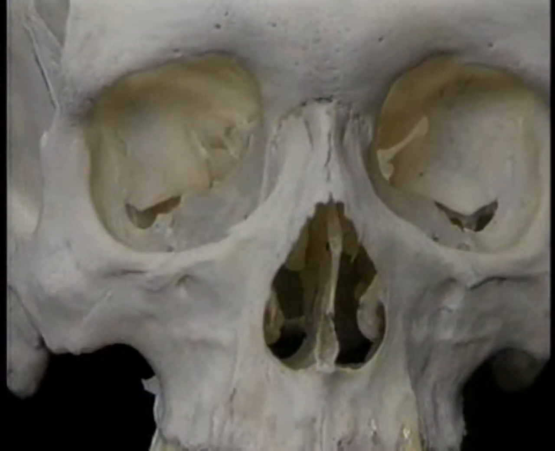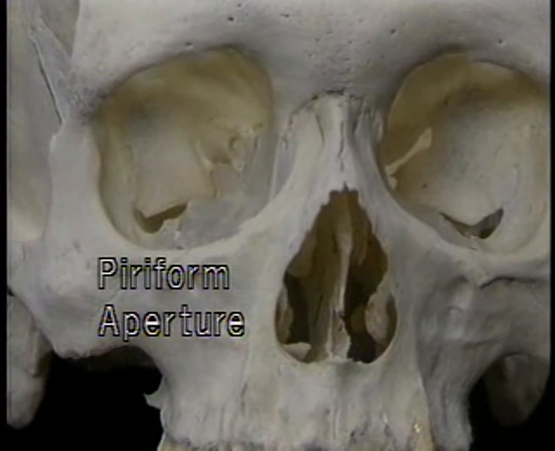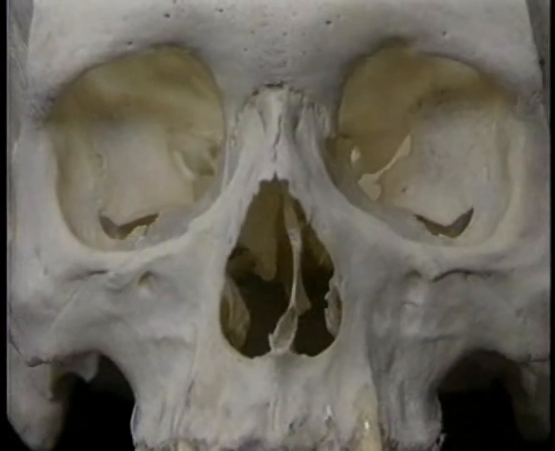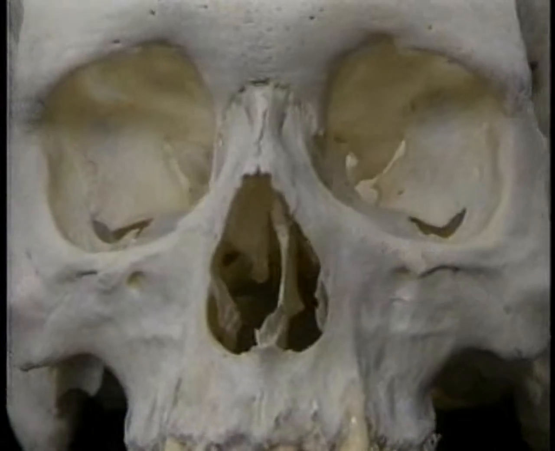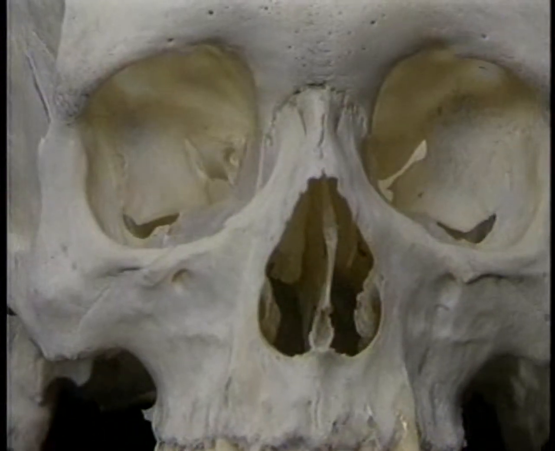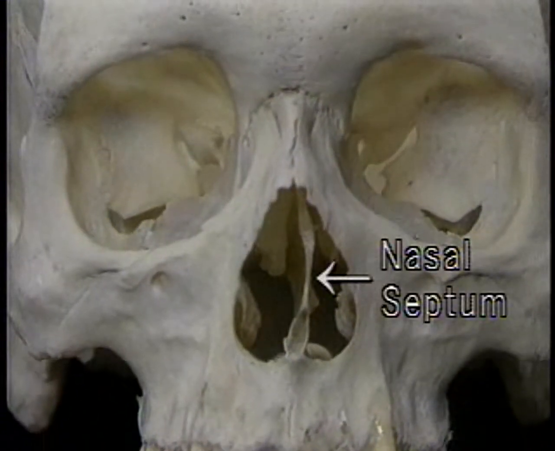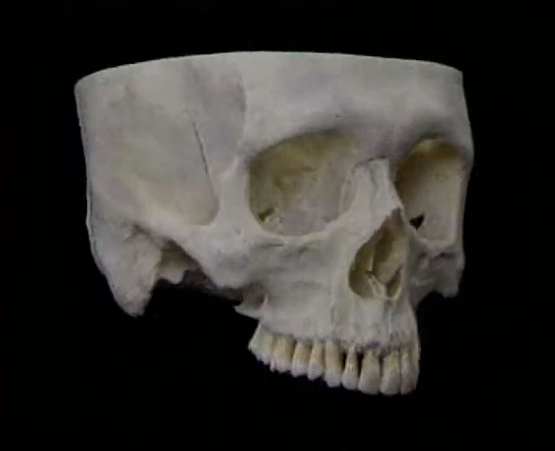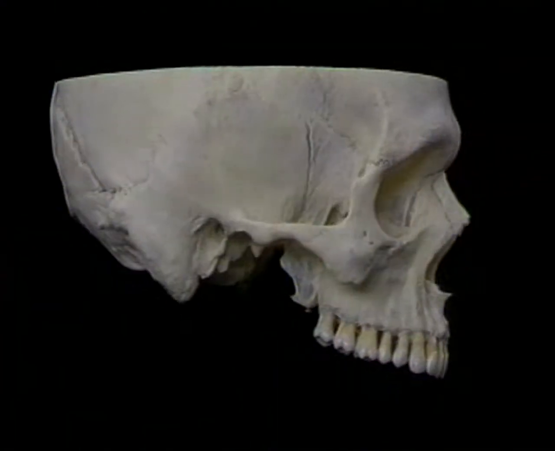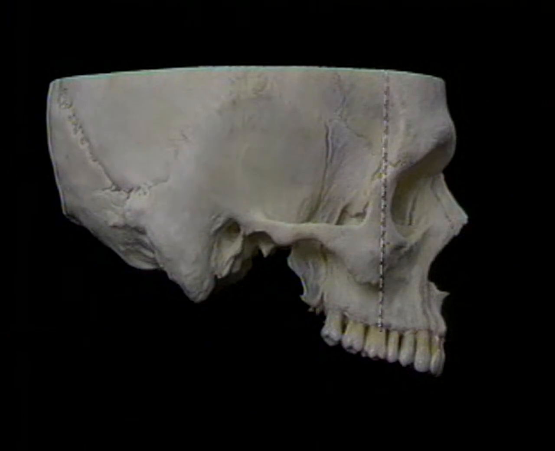The bony opening for the nose is called the piriform aperture. Inside it, there are two nasal cavities, a right and a left, separated in the midline by the nasal septum. To get a better look inside, we'll divide the skull in the frontal plane along this line.